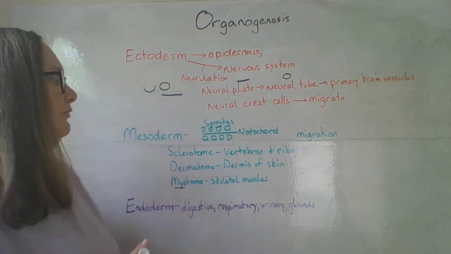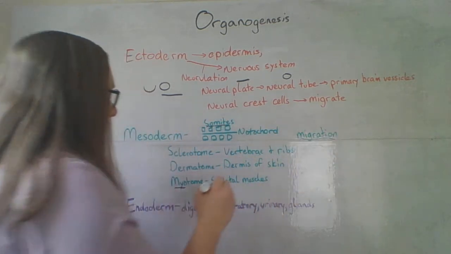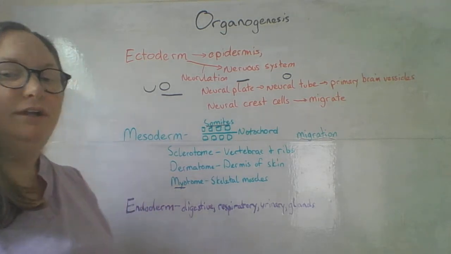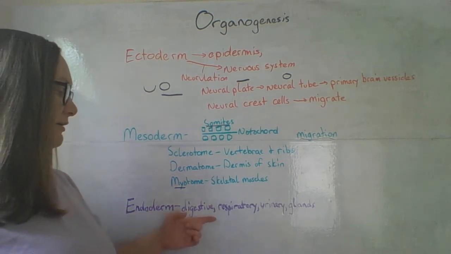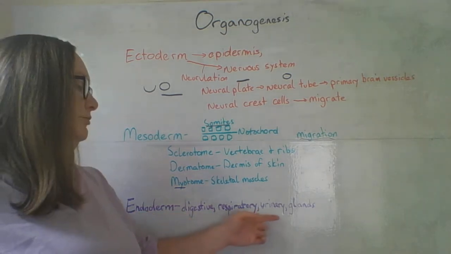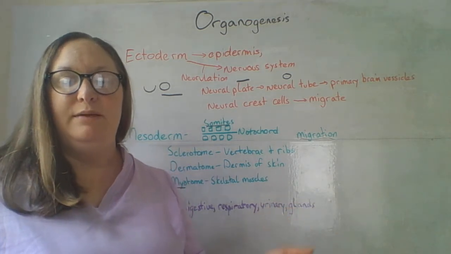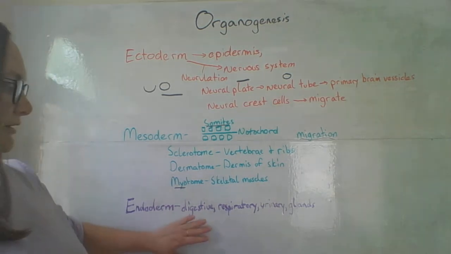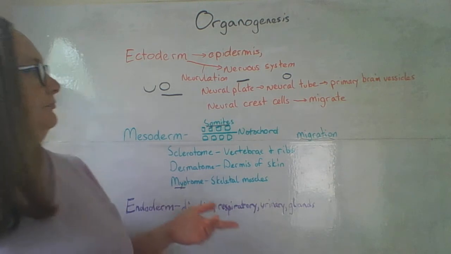All right, so what do you want to know here? You want to know somites, migration. And these three are good to know. They're fun. All right, last but not least, we have the endoderm. And this is going to form the digestive, respiratory, and urinary systems, and glands like the thyroid and the thymus. And remember, the digestive is also coming partly from the yolk sac.